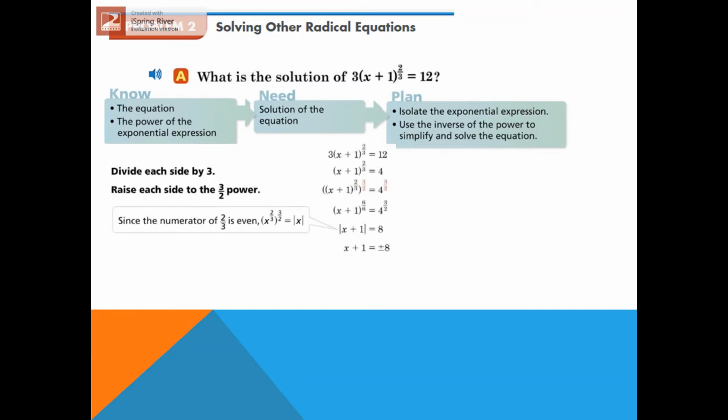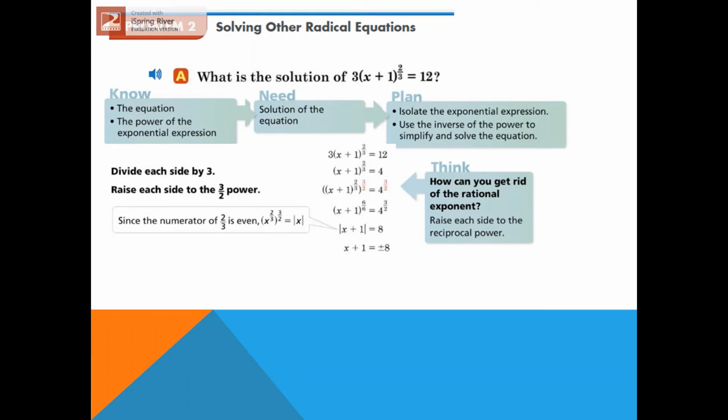Since our given is 3 times (x plus 1) raised to 2 over 3 equals 12, first step, we need to divide each side by 3. (x plus 1) raised to 2 over 3 is equal to 4. Why? Because 12 divided by 3 is 4. Next step, raise each side to the 3 over 2 power. Think, how can you get rid of the rational exponent? We need to raise each side to the reciprocal power. Since our rational exponent is 2 over 3, we need to put the reciprocal on both sides of the equation. So that's why we put 3 over 2 on both sides.